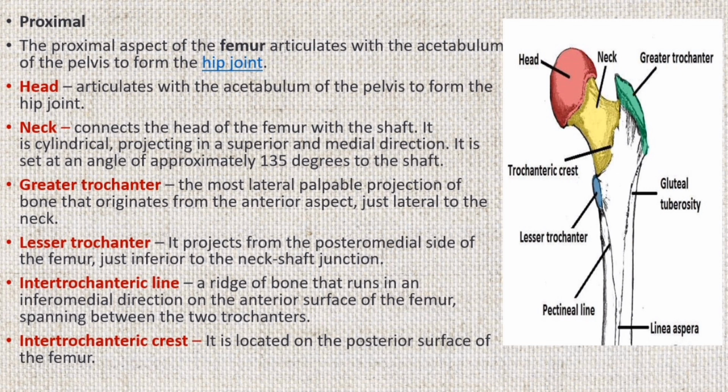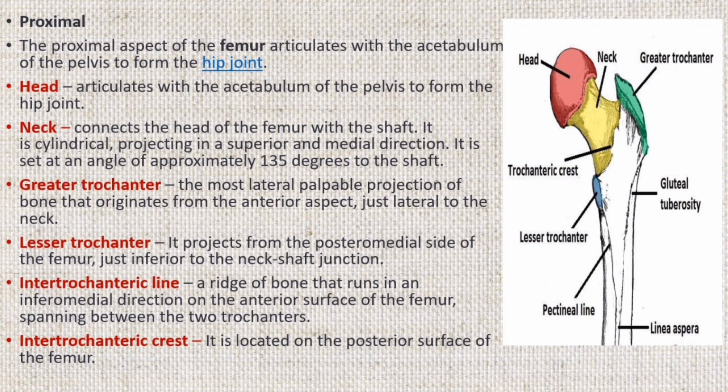Head. It articulates with the acetabulum of the pelvis to form the hip joint. It has a smooth surface, covered with articular cartilage, except for a small depression, the fovea, where ligamentum teres attaches. Neck. It connects the head of the femur with the shaft. It is cylindrical, projecting in a superior and medial direction. It is set at an angle of approximately 135 degrees to the shaft. This angle of projection allows for an increased range of movement at the hip joint.